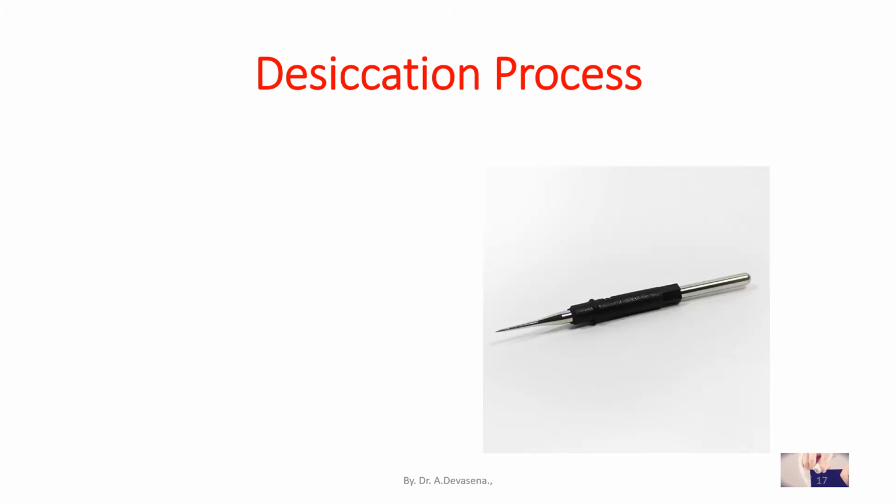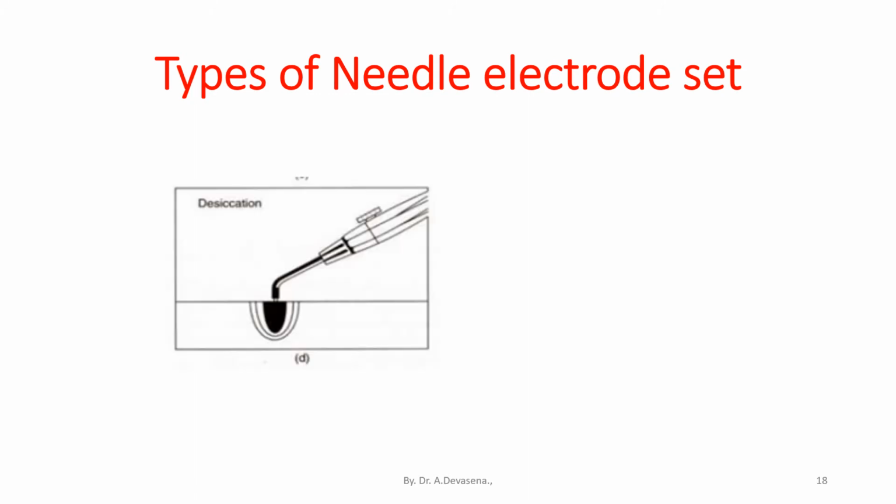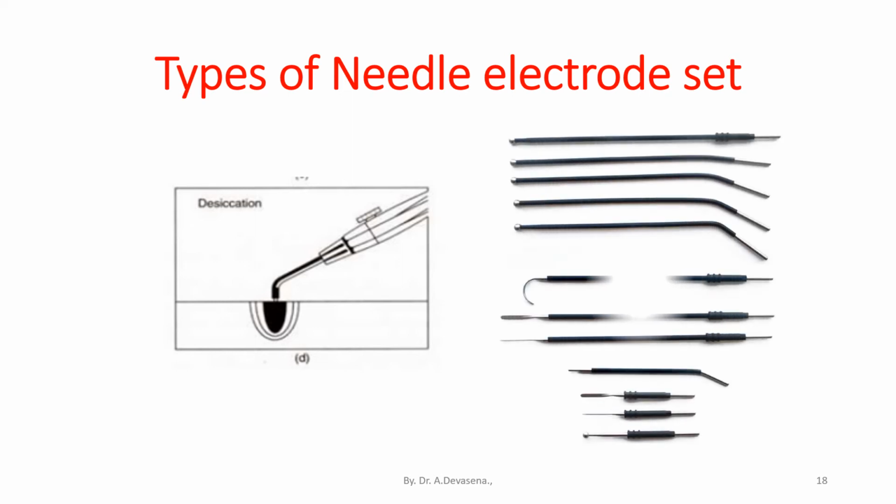Here is a representation of a needle point electrode. Now, needle point electrode is applied over the tissue, and through the electric arc, the process is continuing. Types of needle electrode set is shown below. This is the desiccation process. Here is a representation of needle electrode sets that are helpful for desiccation process.